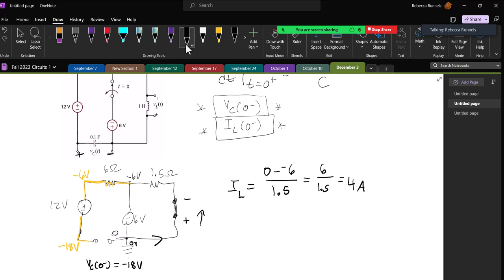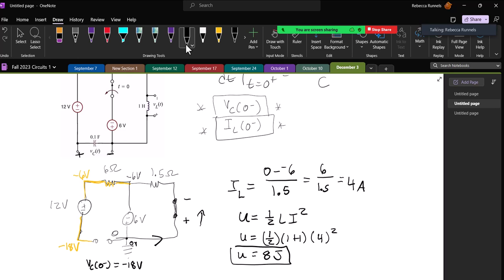So that is the answer to part A. No, it's not. That just got us the current. We need to find the energy. The energy in an inductor is 1/2 L I squared. So that'll be 1/2 times L, which is 1 Henry, times our current, which is 4, squared. So 4 squared, that's 16. These are all just no millis, no kilos. 16 times 1/2 is 8, so U equals 8 joules. So that is our answer to part A.